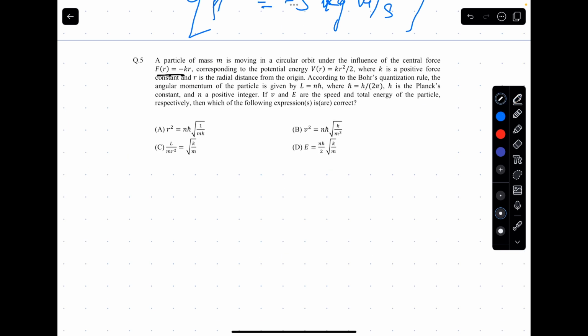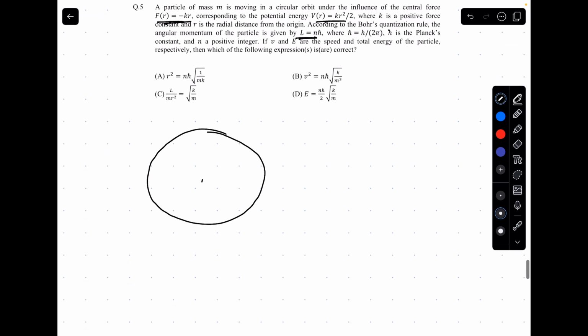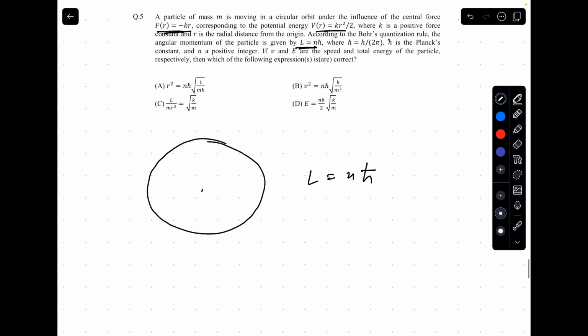Here we have a force, because of that there is a particle which is doing circular orbit motion. So this is the force and the potential they have given. I think there won't be any use of this, and they have given that this follows the Bohr quantization. So angular momentum is n multiplied by reduced Planck constant h.